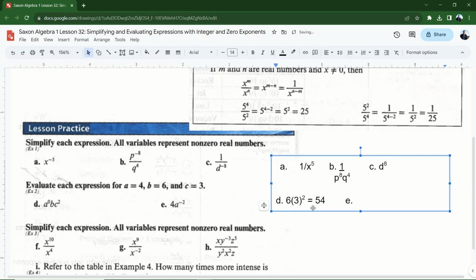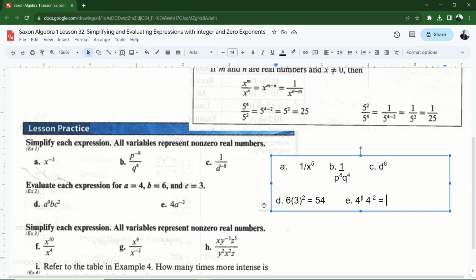Letter E. In letter E, we're evaluating 4a to the negative 2. I know a is 4, so this is 4 times 4 to the negative 2. Ooh, a couple of ways I can do this. Hey, let's just do it this way once. 4 times a, this is going to be 4 to the 1st, okay? 4 is just 4 to the 1st. And then a is 4, so it's going to be 4 to the 1st times 4 to the negative 2nd. Now, here's the thing. We learned that if you have the same base and you're multiplying two numbers with the same base, you can just add the exponents. And then that gives me my final answer.